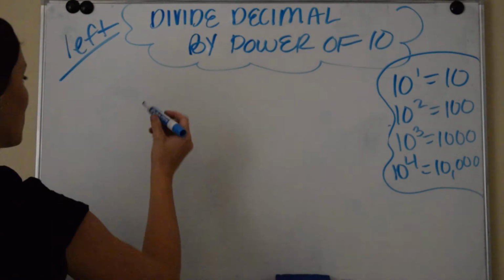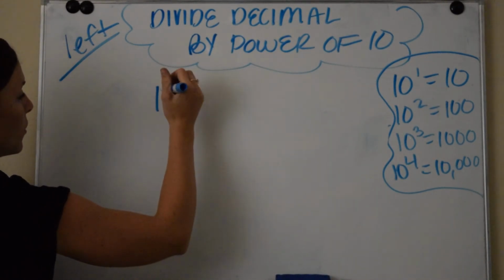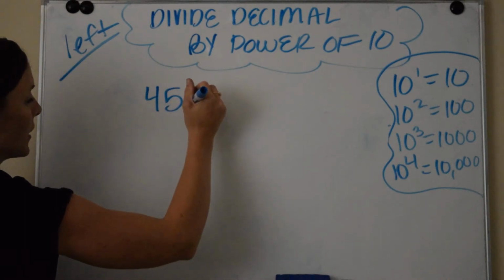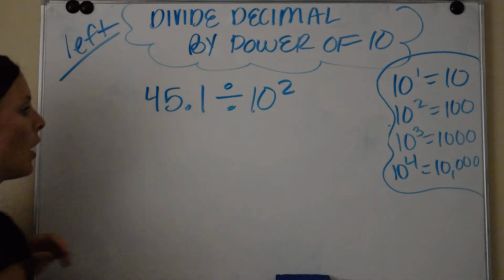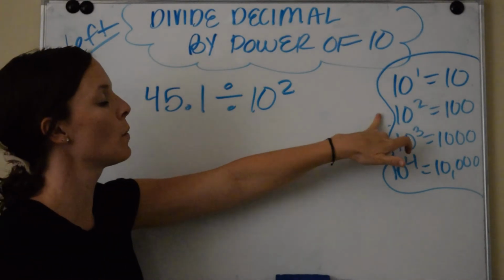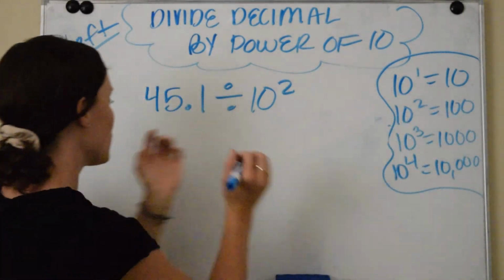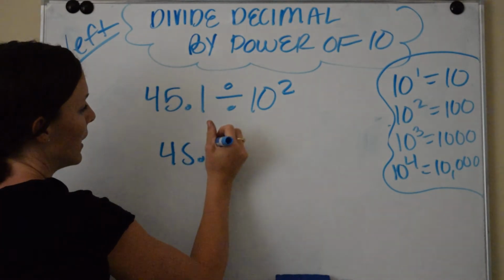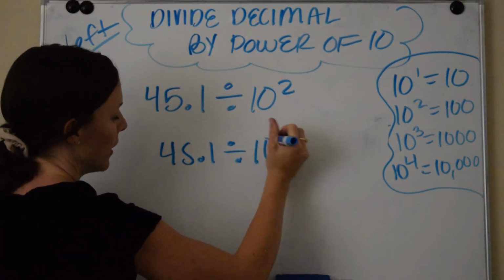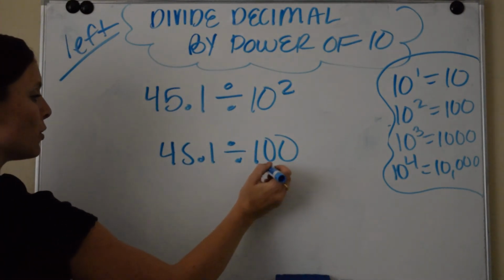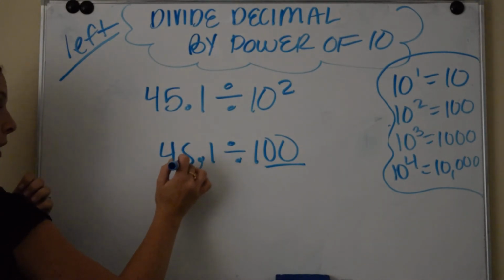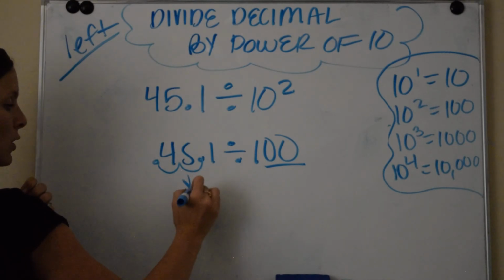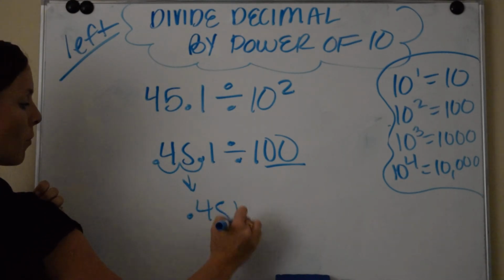So let's do another one. What if I had 45 and 1/10 divided by 10 squared? Okay, look at your cheat sheet. 10 squared is the same thing as 100, so I'm going to rewrite it as 100 and then do my pattern. I have 2 zeros, which means this needs to move to the left twice. 1, 2. So my answer would be 0.451.